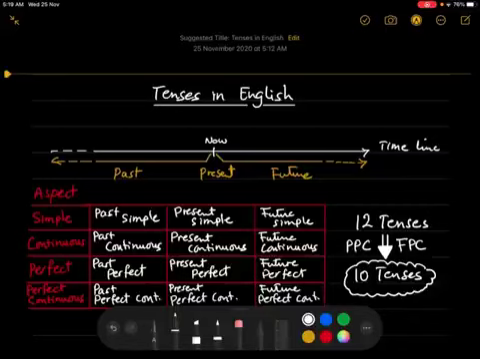Group number 1, present simple versus present continuous. Group number 2, past simple versus present perfect versus present perfect continuous. Group number 3, future simple versus future continuous versus future perfect. Group number 4, past continuous versus past perfect. Group number 5, past perfect continuous versus future perfect continuous, which are so rarely used. So I advise you not to study them.